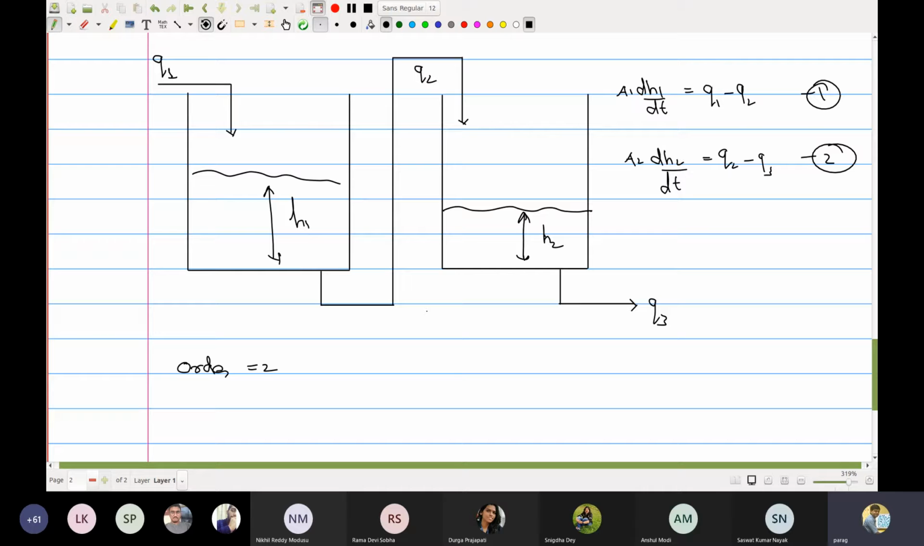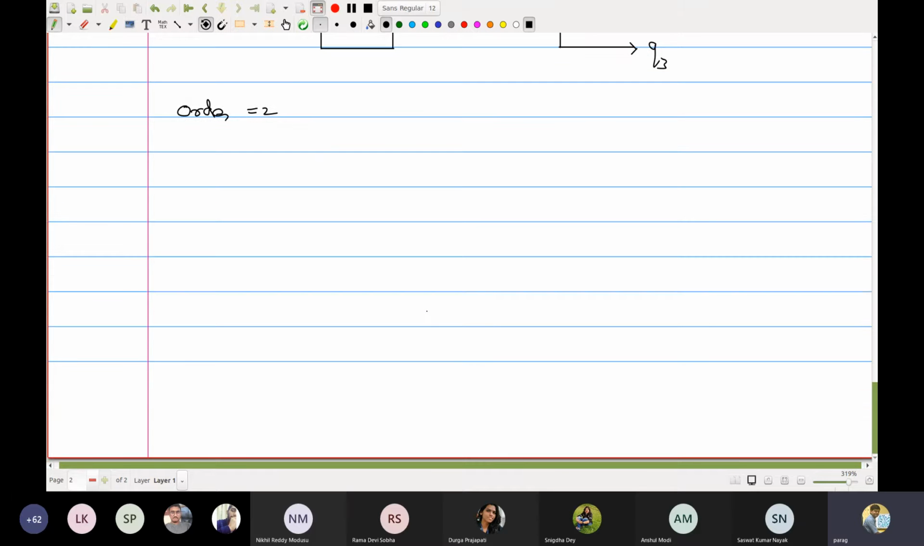Now at this point of time, I have not bothered about the dependence of H1 on H2, the dependence of H2 on H1 and so on. That gives rise to the concept of tanks in series which are interacting or non-interacting. At this point of time, I'm not bothered about it. All I say is that I have two governing equations and therefore the order of the system is 2.